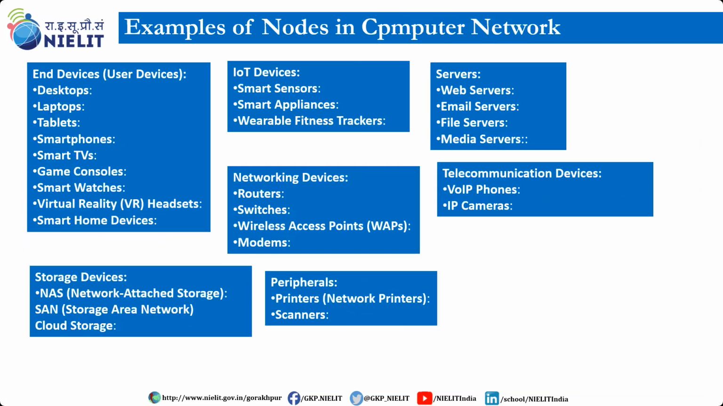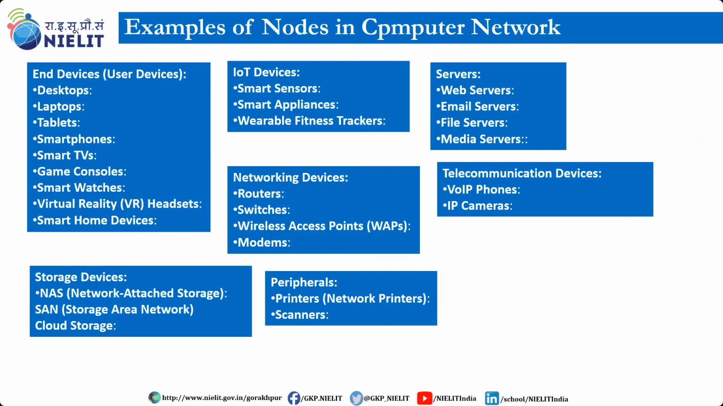Similarly, there can be different nodes in the computer network, because with the help of a communication channel, we can connect different types of nodes to form a computer network. So this node can be our end device, user device like desktop PC, laptop, tablet, smartphone, smart TV, game console, smartwatch, virtual reality headset, smart home devices. Basically, these devices are capable of sending or receiving data by means of a communication channel. That is why it is known as a node. So it can be treated as a node in the computer network.